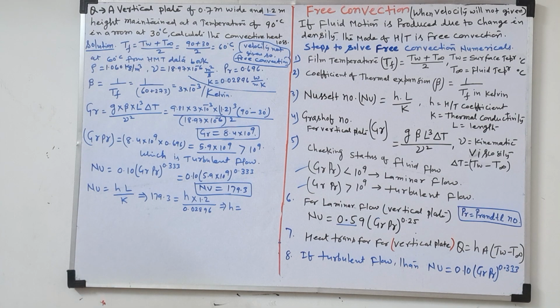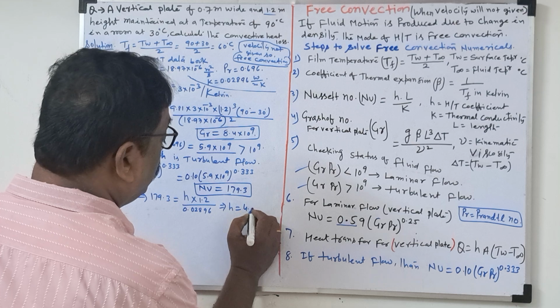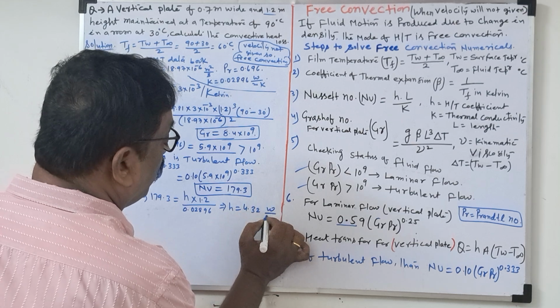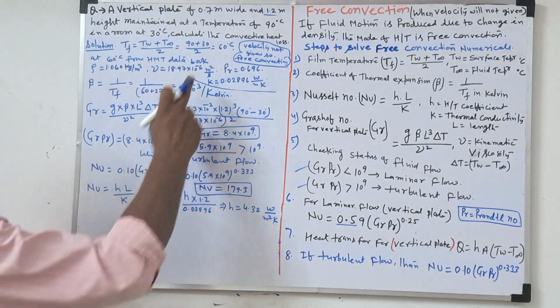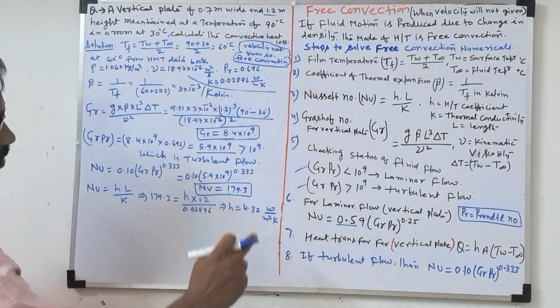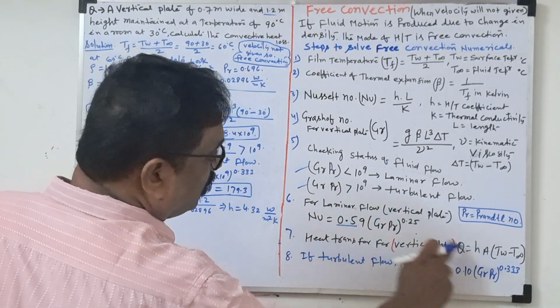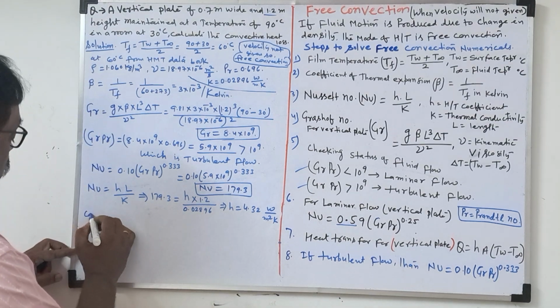So h, the heat transfer coefficient, comes to 4.32 watt per meter square Kelvin. Once you know the heat transfer coefficient, calculate the convective heat loss. What is convective heat loss? This is called Q.